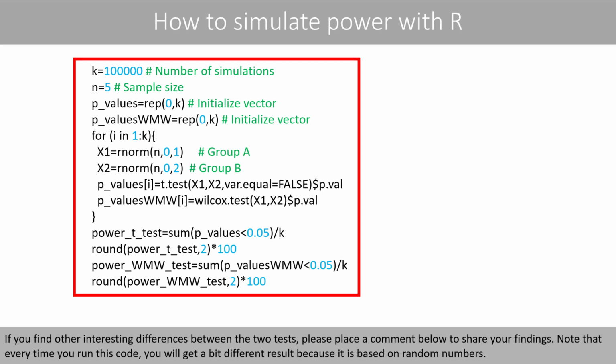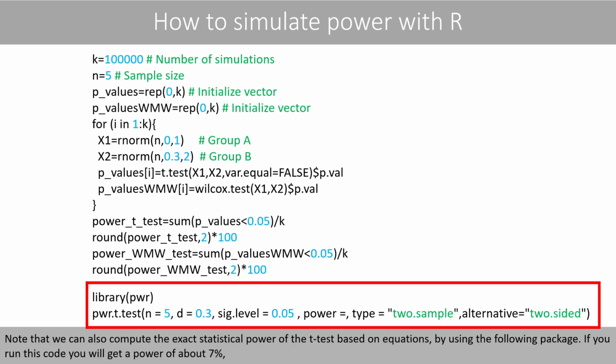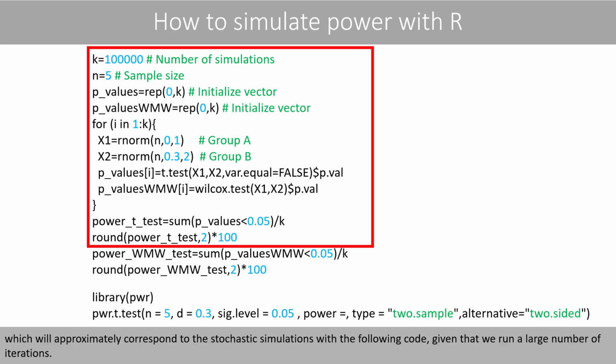Note that every time you run this code, you will get a bit different result because it is based on random numbers. Note that we can also compute the exact statistical power of the t-test based on equations by using the following package. If you run this code, you will get a power of about 7%, which will approximately correspond to the stochastic simulations with the following code, given that we run a large number of iterations.